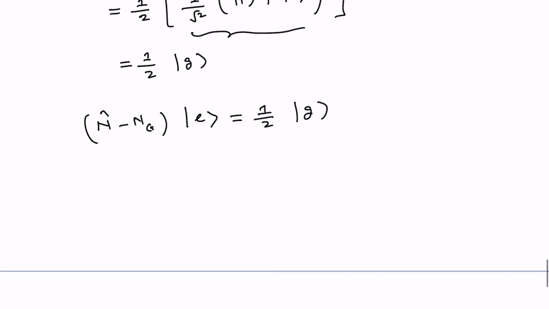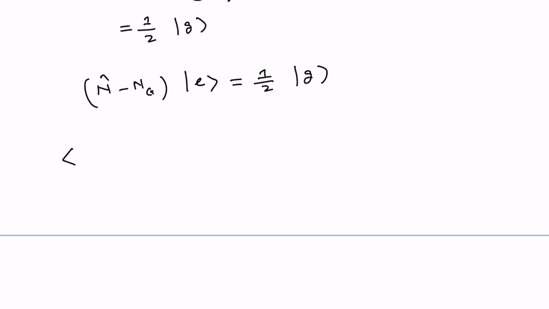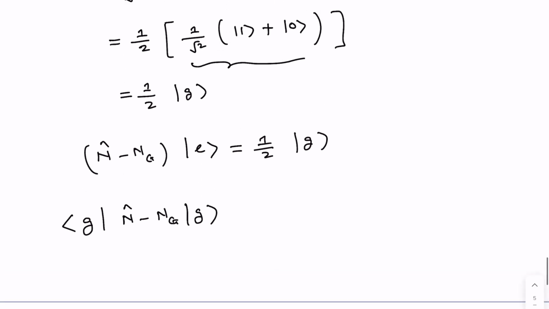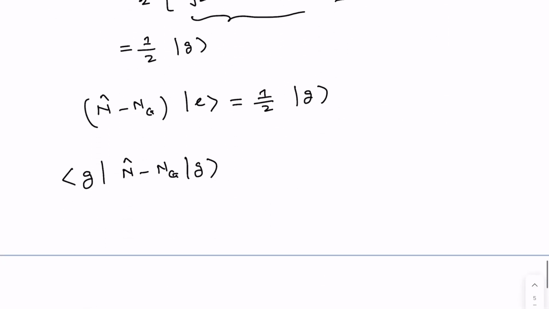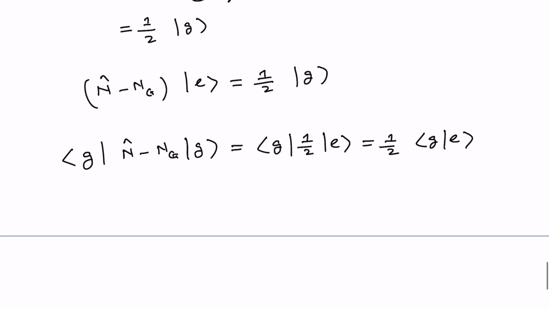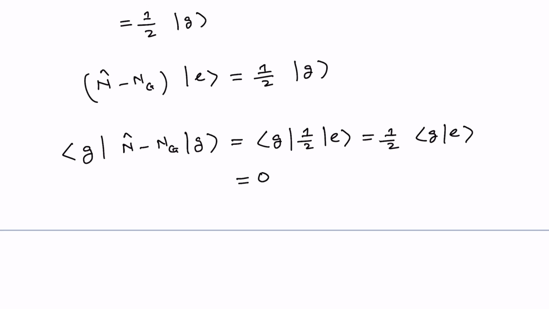So this way I can easily find out, if I take the scalar product of z with n minus nz on e, and this one we had as 1/2 ket-e. So let me do it here. I have bra-z, 1/2 ket-e. 1/2 is a number, so I have 1/2 the scalar product of the ground state and the excited state, and they are orthogonal to each other, so therefore it's going to give you 0.